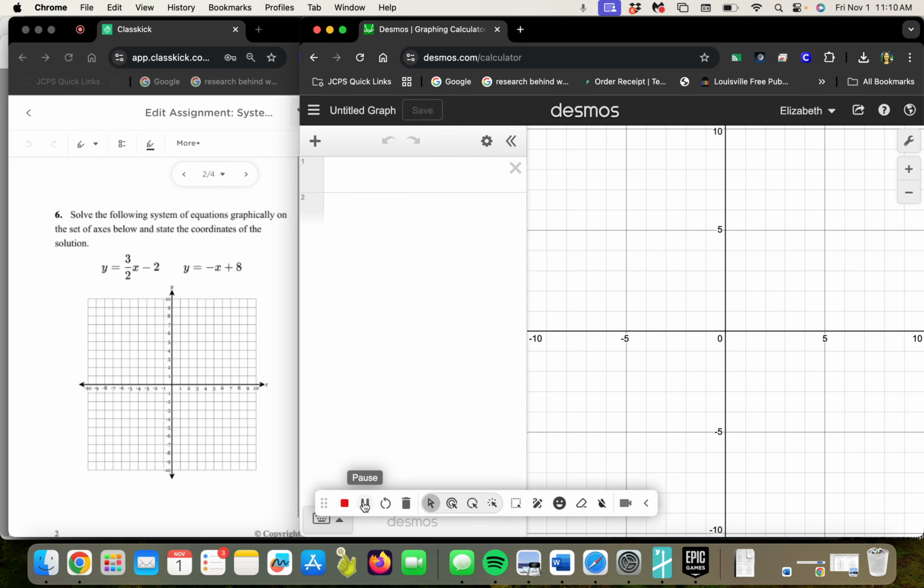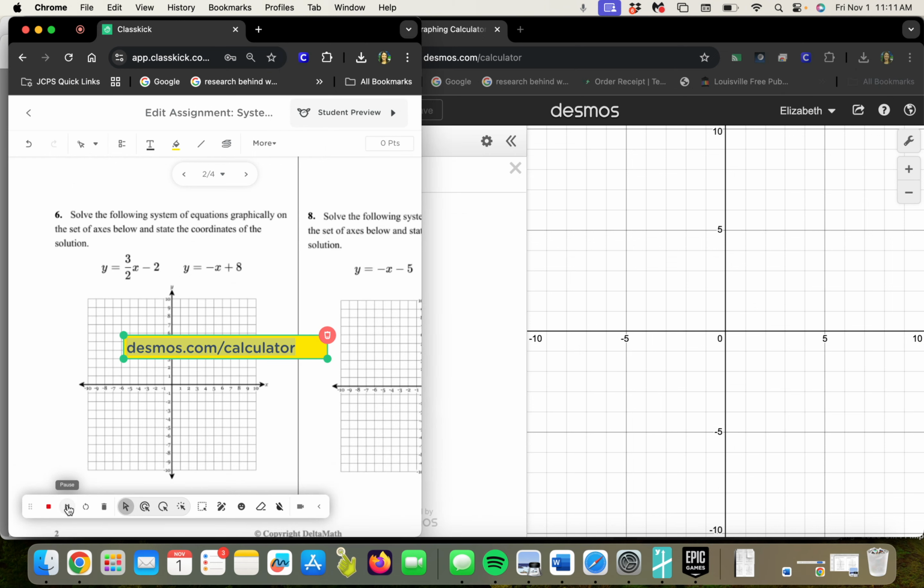Now that we're at number 6, you're going to notice that we're not given the graphs anymore, but that is okay because we are allowed to use the Desmos graphing calculator, which will graph it for us. So before you move on, please open another window and open that Desmos graphing calculator at the website that I have here in yellow for you. Then restart the video once you're ready.